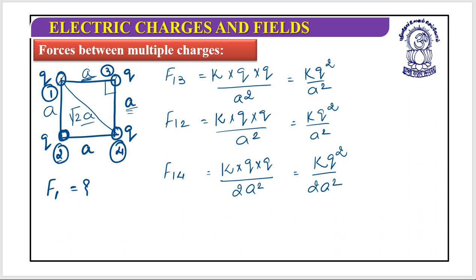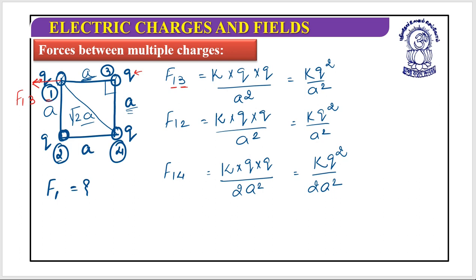Let me help you. Force on the first due to third. Look at this. This is positive charge, this is positive charge. Both are having the same nature, so they will repel each other. So this charge will move farther from the third charge. To move further, it should move in this direction. This is force on the first due to third.